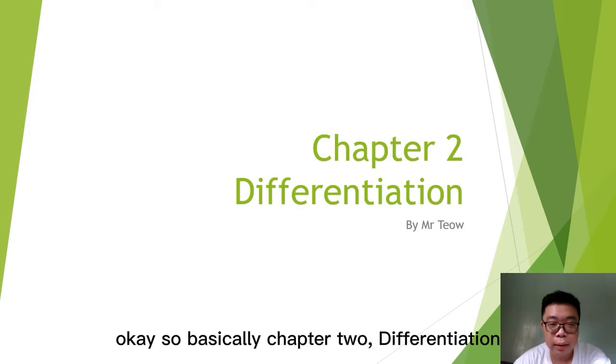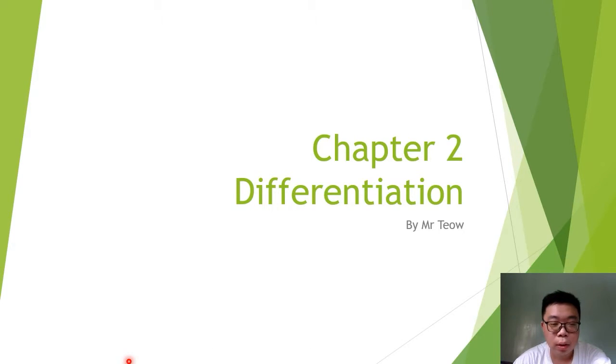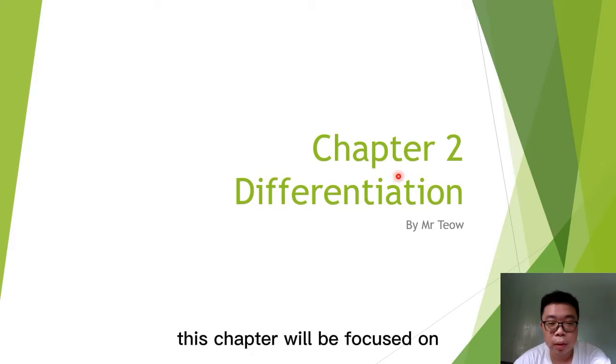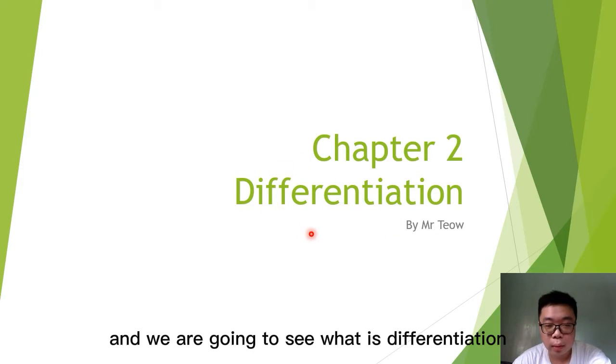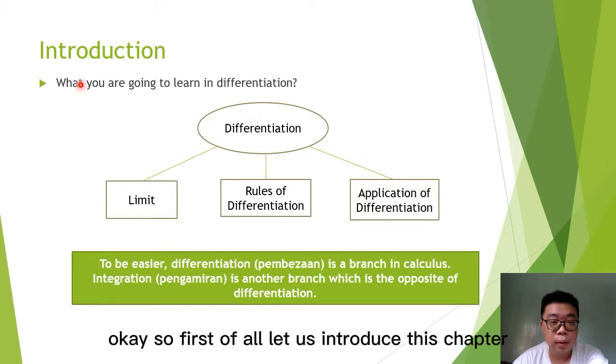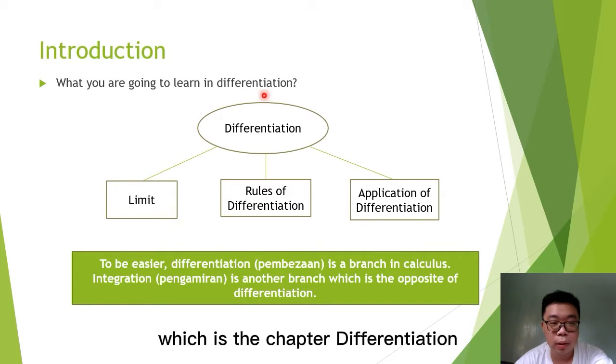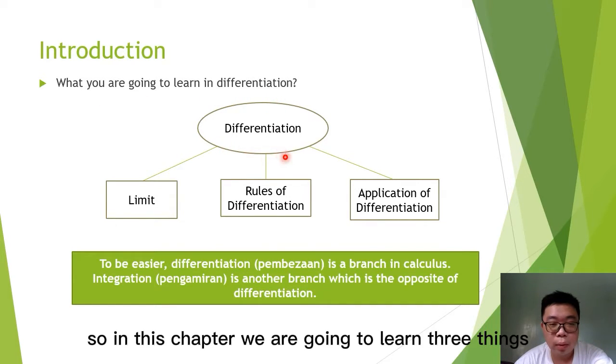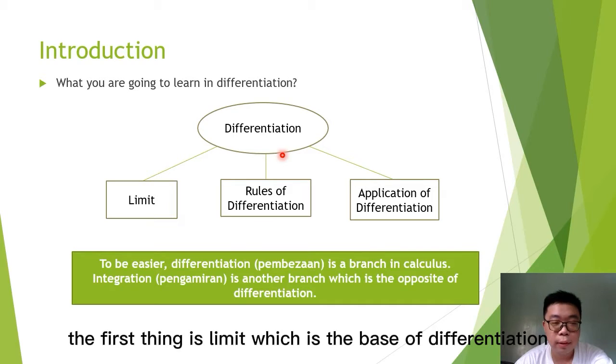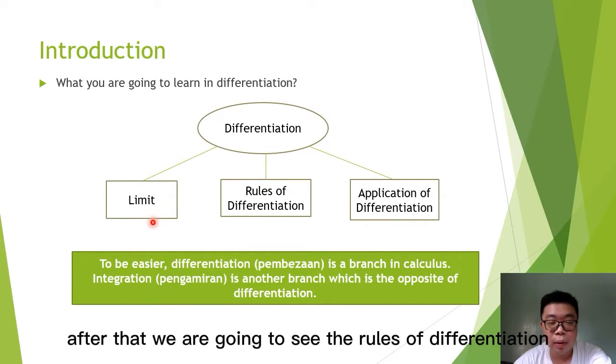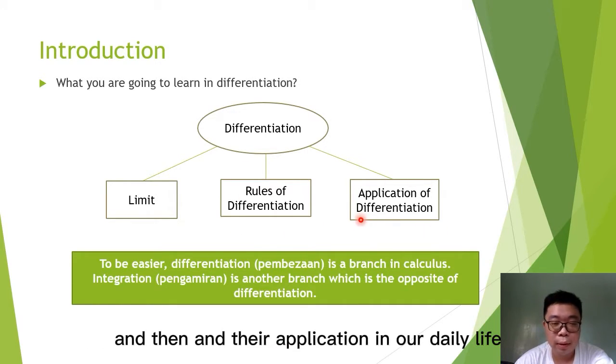Okay, so basically chapter 2 is differentiation. This chapter will focus on what differentiation is. First of all, let us introduce this chapter. In this chapter, we are going to learn three things. The first thing is limit, which is the base of differentiation. After that, we are going to see the rules of differentiation and their application in our daily life.